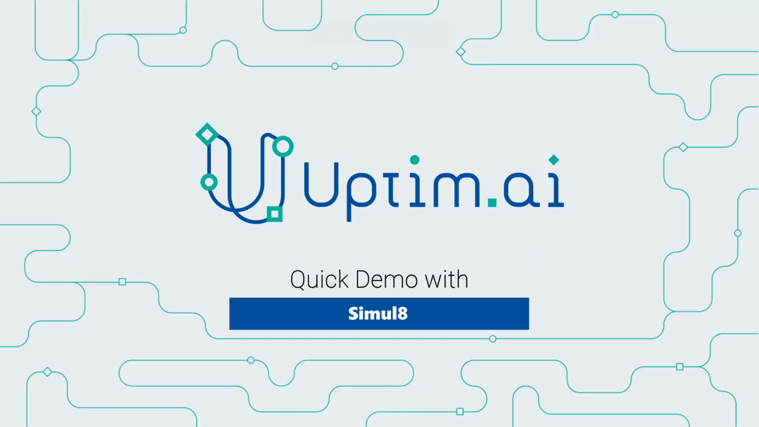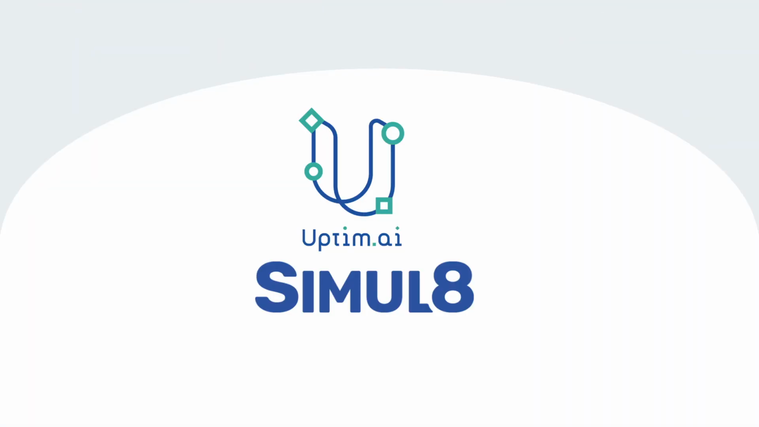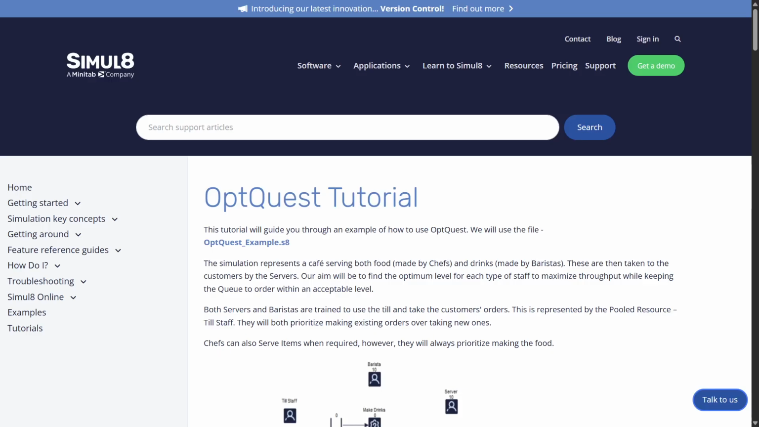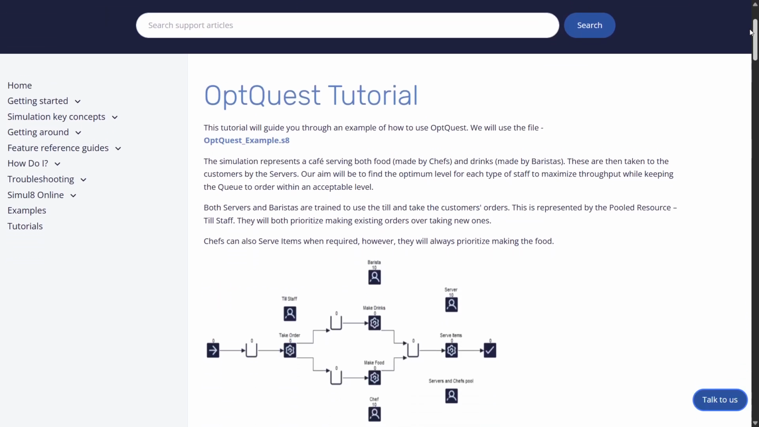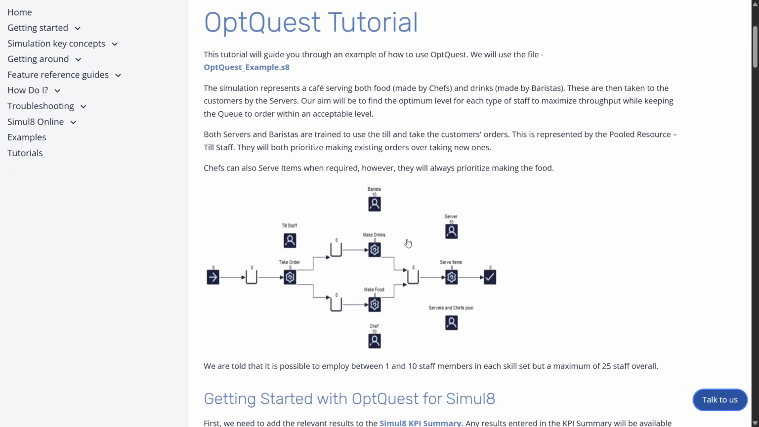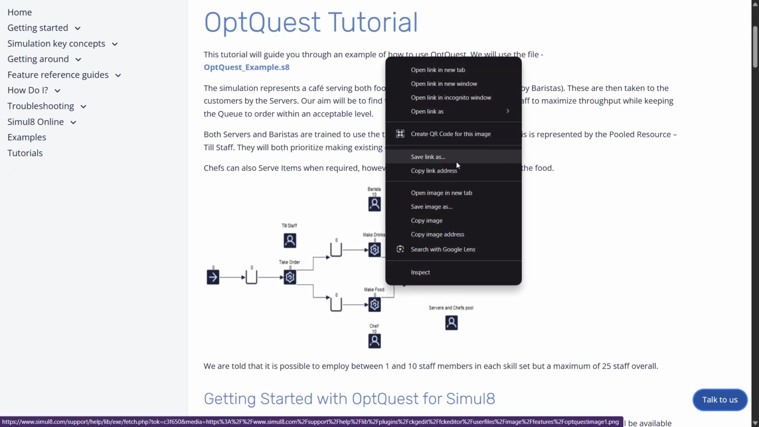Hello and welcome to today's video, where we will show how we pair Optimi and Simulate. We will quickly highlight the capabilities and differences between Minitab's internal optimizer and Optimi's AI-driven optimizer. As a common and accessible sample, we will use Simulate's own optimization example as provided on their website to demonstrate the differences and improvements Optimi can bring.